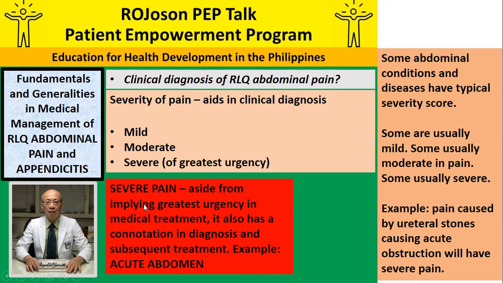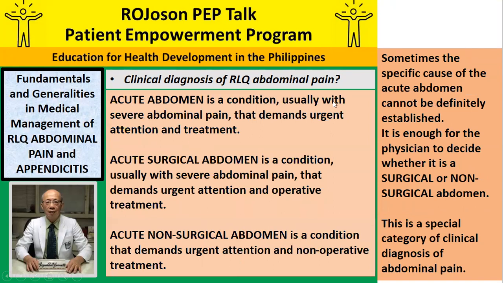And the pain, aside from implying the urgency in the medical treatment, meaning it has to be done as soon as possible, also has a connotation in the diagnosis and subsequent treatment. So I will now introduce to you the concept of acute abdomen. Sometimes the specific cause of the acute abdomen cannot be definitely established.